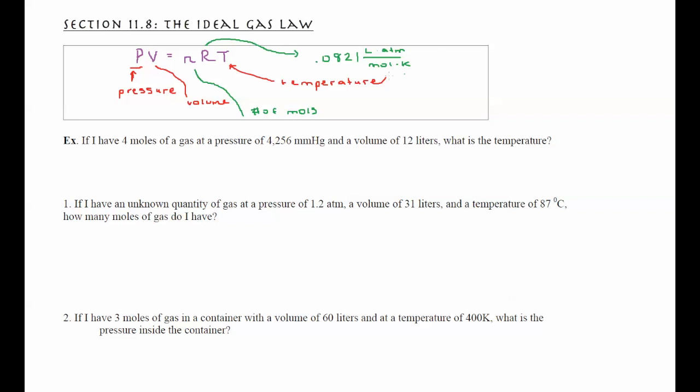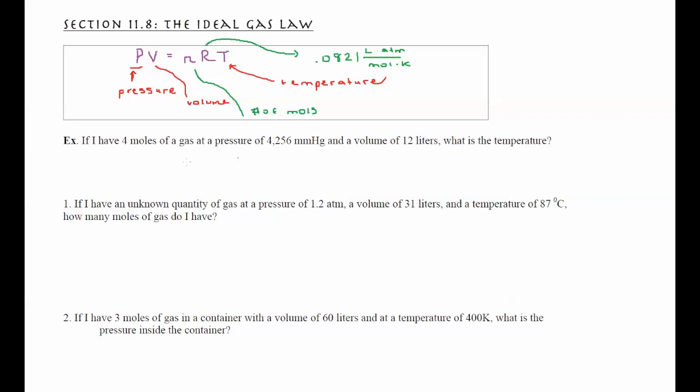All right, so what will happen in this problem, I will give you 3 of the measurements, either pressure, volume, number of moles, or temperature, and we'll ask you to solve for one of them. So I'm going to show you one of the example problems right now. In the question it says, if I have 4 moles of a gas at a pressure of 4,256 millimeters of mercury and a volume of 12 liters, what is the temperature?